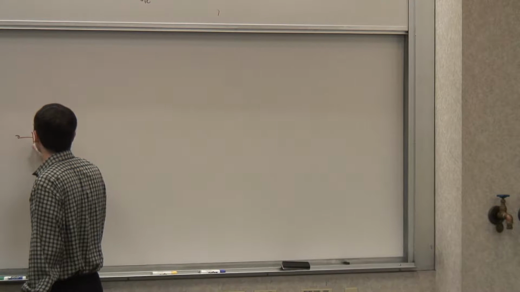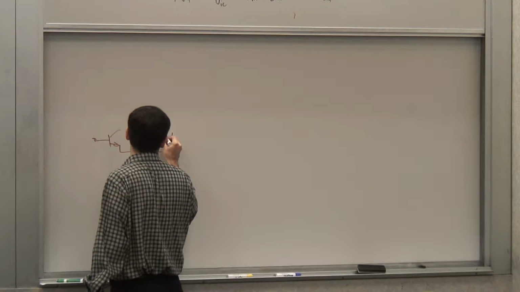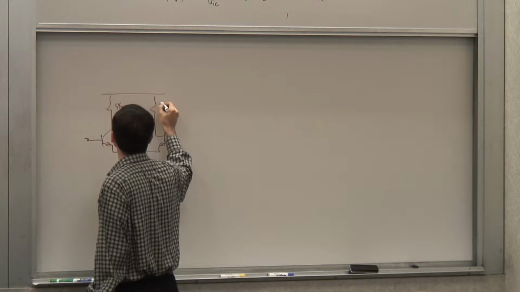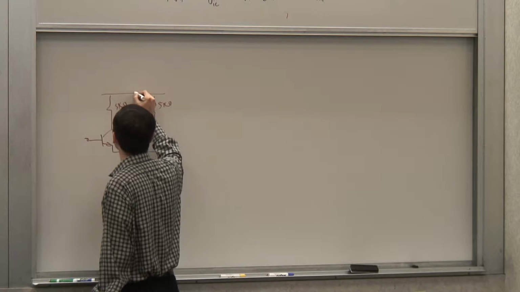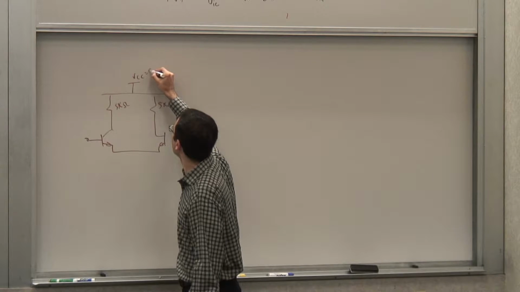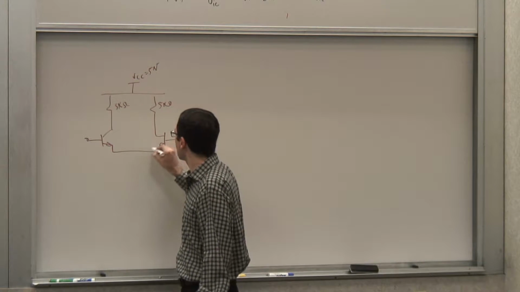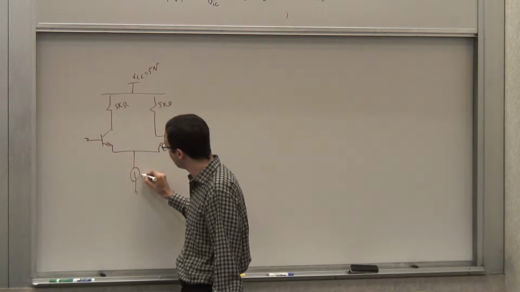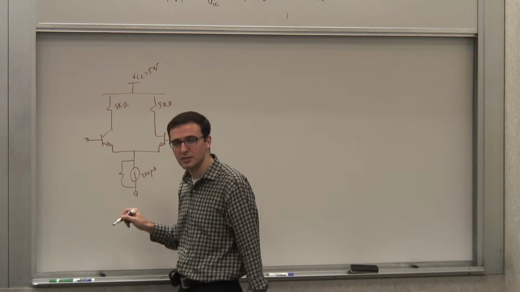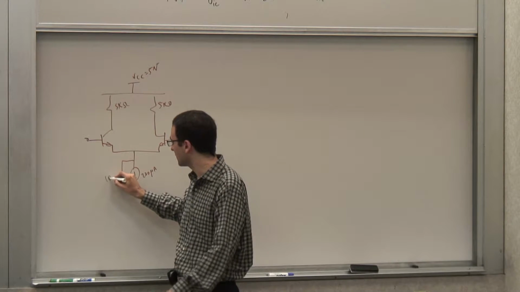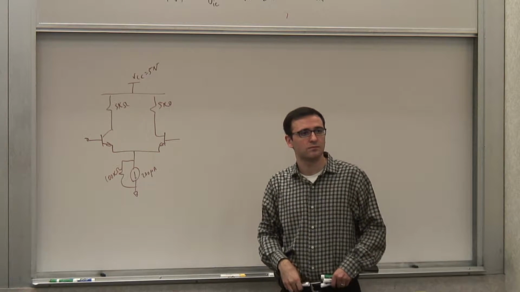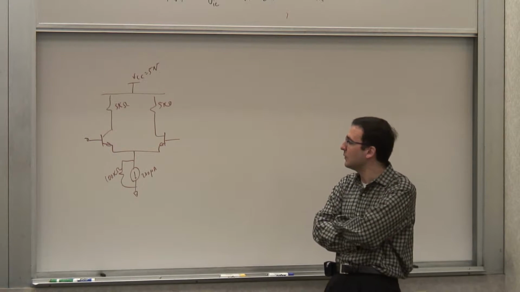So let's say I have a differential pair made out of bipolar transistors. Let's say I have a pair of 5 kilo ohms as RCs. Let's say my VCC is 5 volts. And let's say I have a current source of 200 microamps, and it has an effective output resistance of 100 kilo ohm, reasonably large. So what is the gain of this thing?